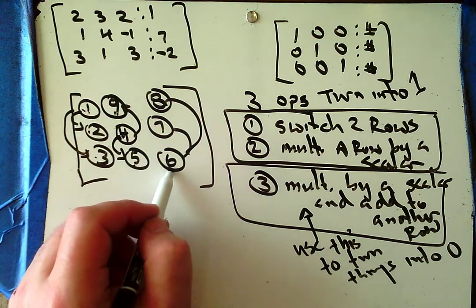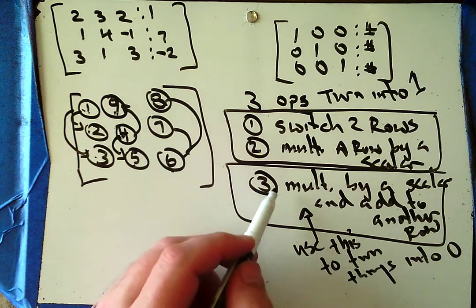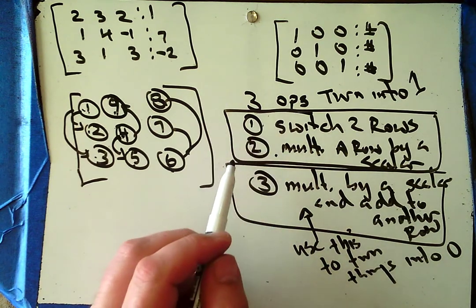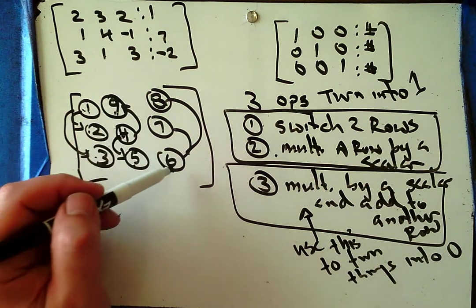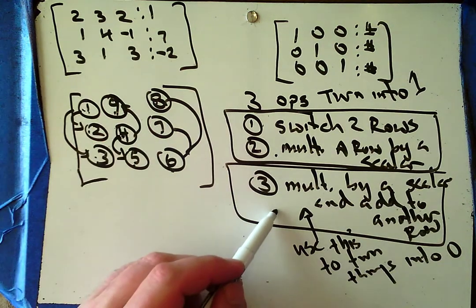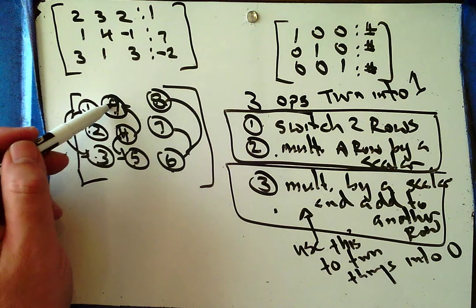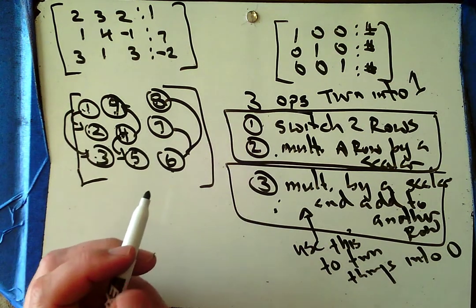I hop down here and turn this one into a 1. Remember, in order to turn stuff into a 1, I'm probably going to be multiplying by a scalar, but maybe I'll be switching 2 rows. Okay, and then I'm going to use this 1 to turn these into zeros. That's what this is for. And then finally, I'm going to use this to turn this into a 0 with this strategy. Okay.